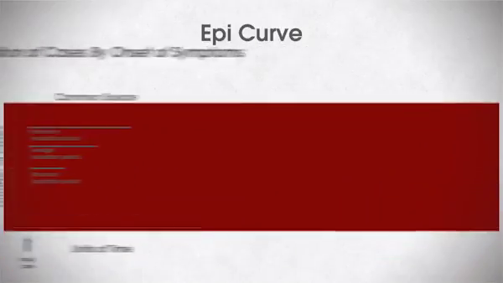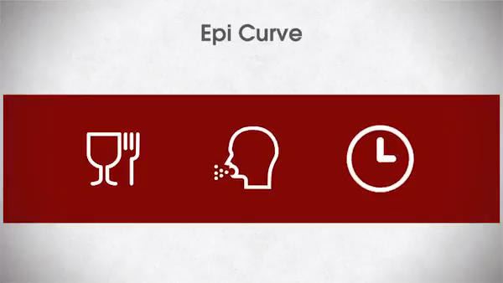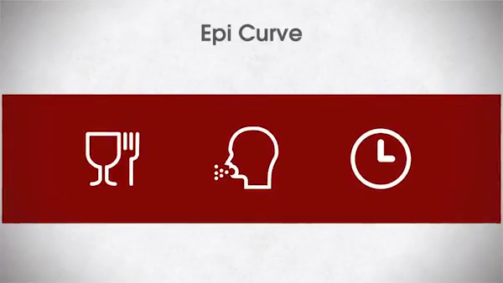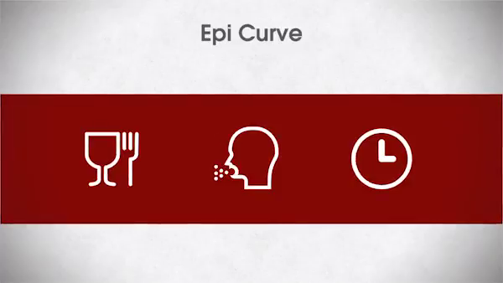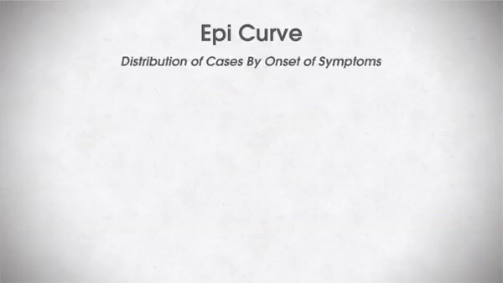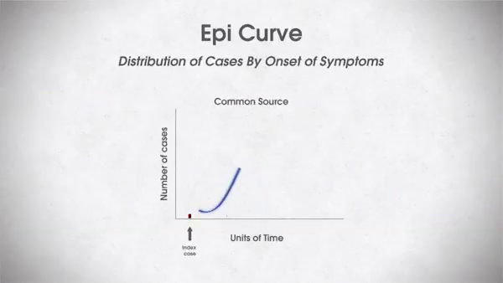Epi curves help determine if the outbreak originated from a common source, such as a food item, or if it's person-to-person. The Epi curve can also assist in determining the time period of exposure if the pathogen is known. An Epi curve may display the mode of transmission of an outbreak.